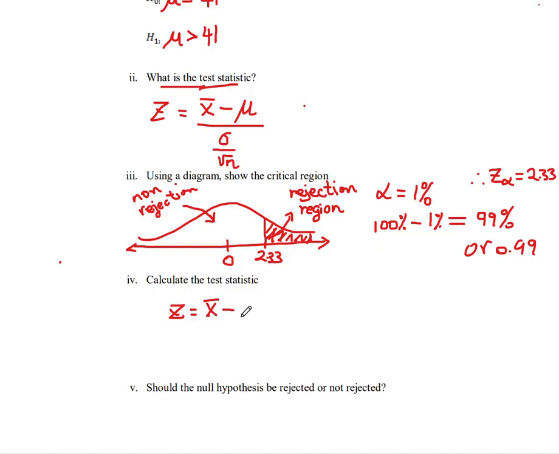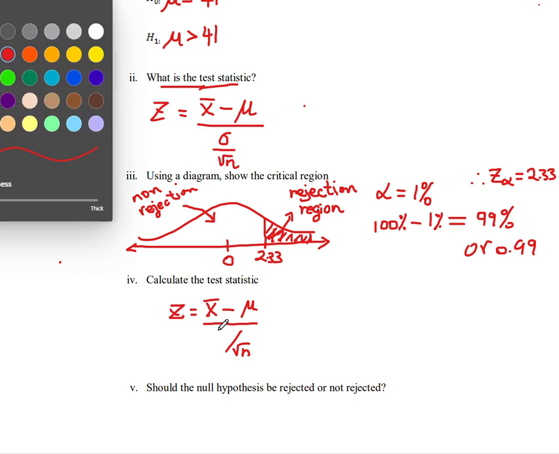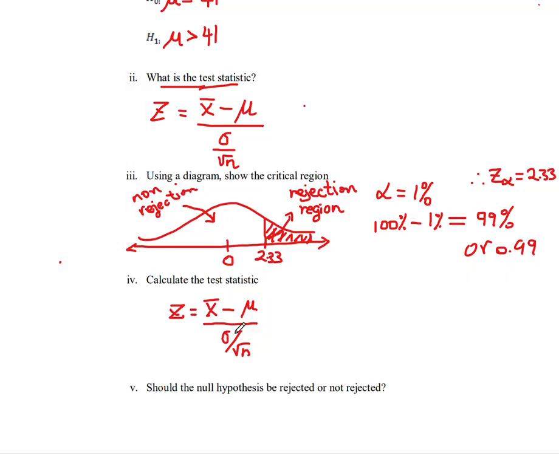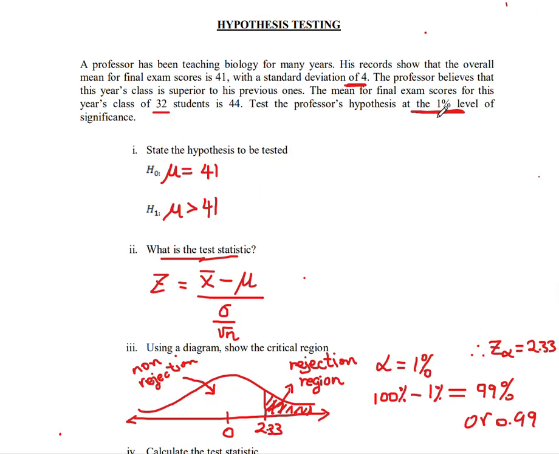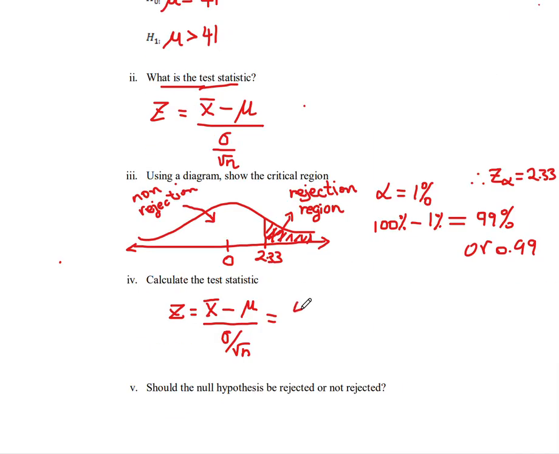So here it is: x bar minus mu divided by sigma over the square root of n. Remember, x bar is the sample mean. Mu is the population mean. Sigma is the population standard deviation. And n is the sample size. So let's look at this now. This is going to be equal to, from the question, x bar, which is the mean from the sample of 32 students, is 44. So x bar is 44.